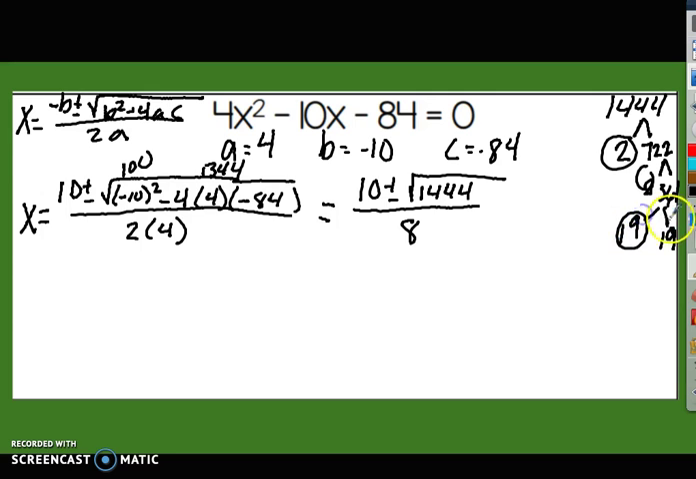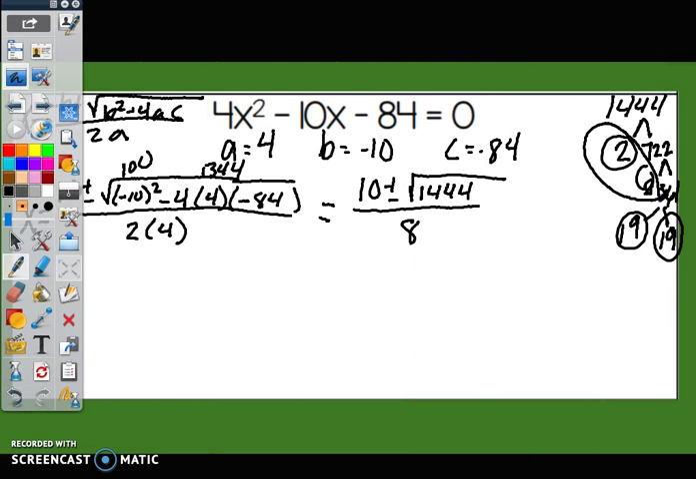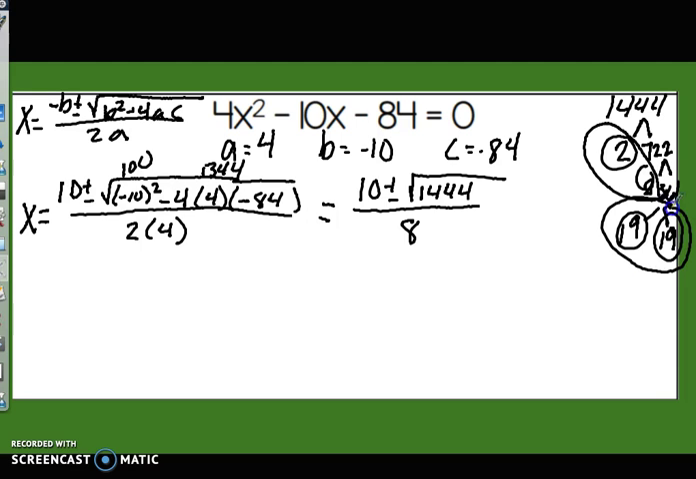Okay. Alright, so do I have any pairs? Yes. What pairs do I have? A pair of 2s and a pair of 19s. Do I have any singles then? Okay, so there's no singles to stay inside the square root. So what does that simplify to? You'd have 2 times 19, which is 38. And if you put the square root of 1,444 in your calculator, you would get 38.